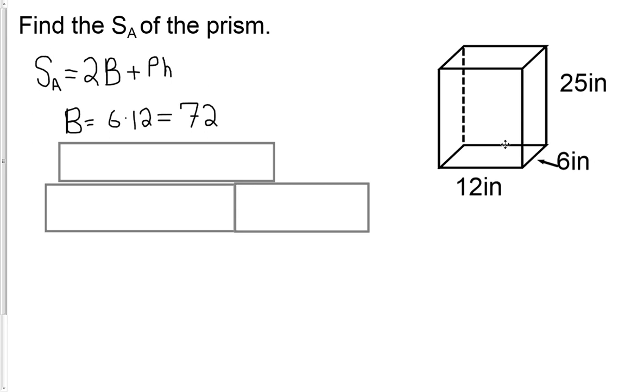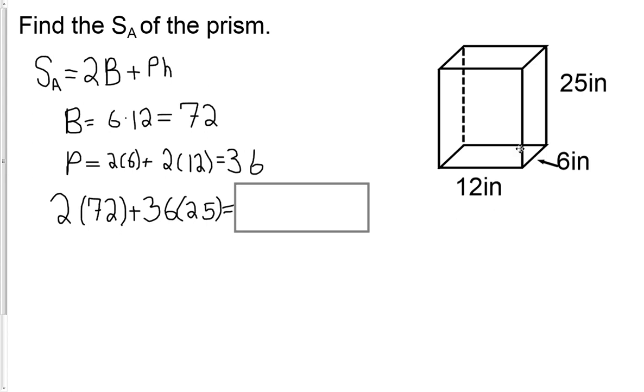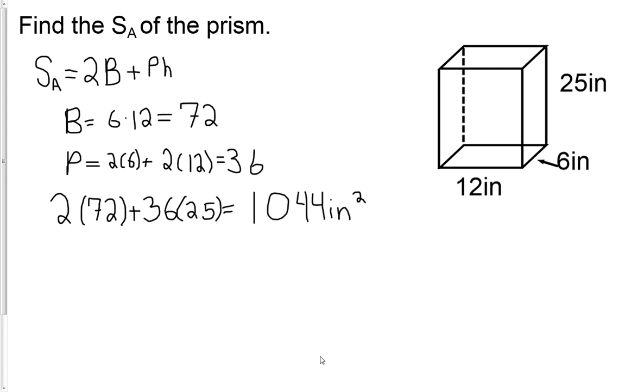And again, these are rectangles. That's why it's length times width. Maybe it looks like a parallelogram, but yeah, rectangular. And then perimeter is 2 6's plus 2 12's, which is going to be 12 plus 24 is 36. And then now doing the total, 2 times 72 plus 36 times the height of 25 gives us 144 plus 900 is 1044 inches squared.